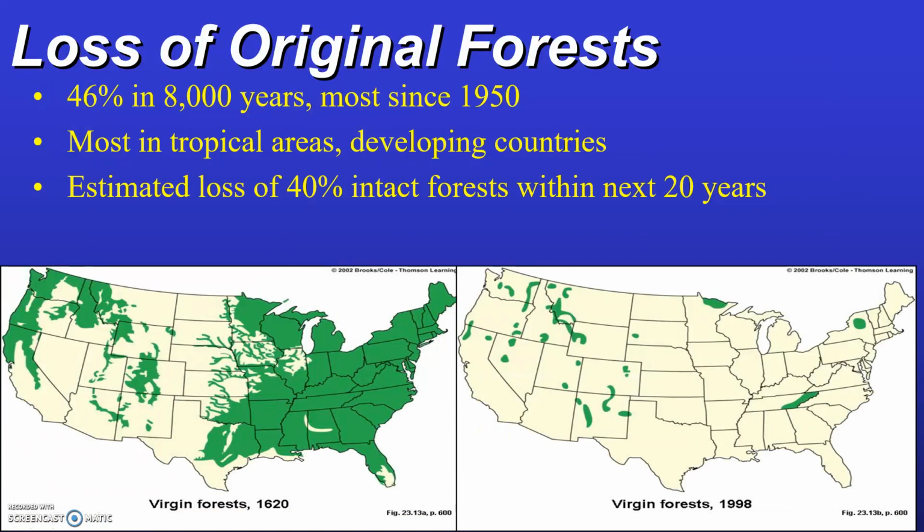Almost half of the world's forests have actually been cut down. It's estimated that 46% of the world's forests have been cut down. Most of this has happened since 1950. So deforestation is defined as the temporary or permanent removal of large expanses of forest in exchange for agriculture, human settlement, or other uses.